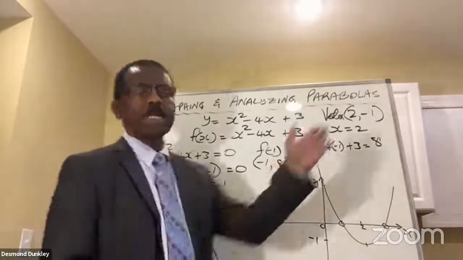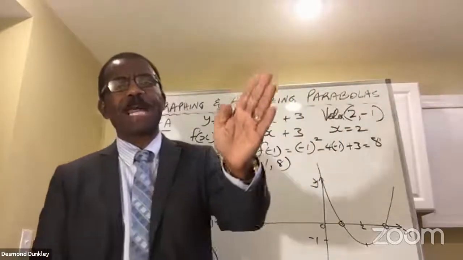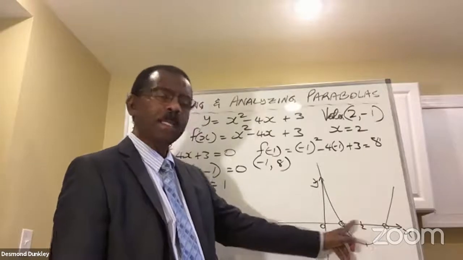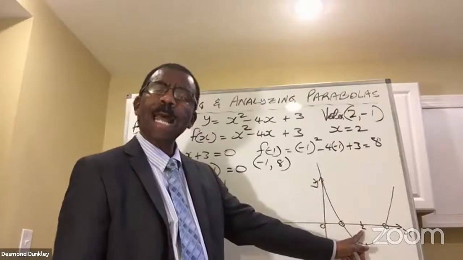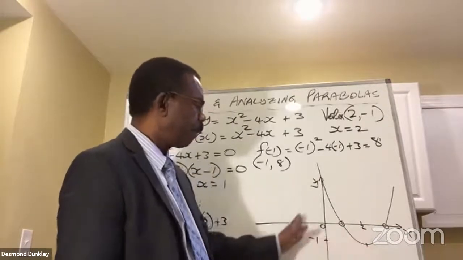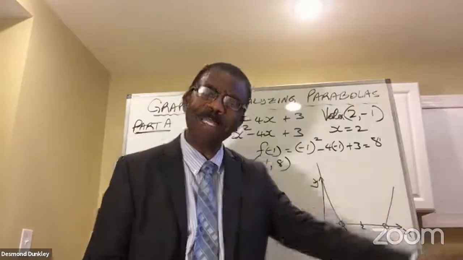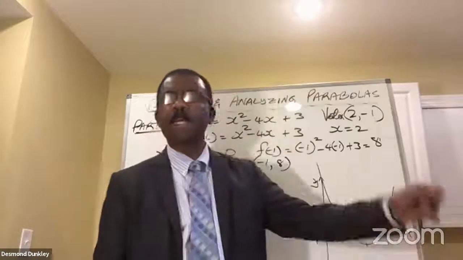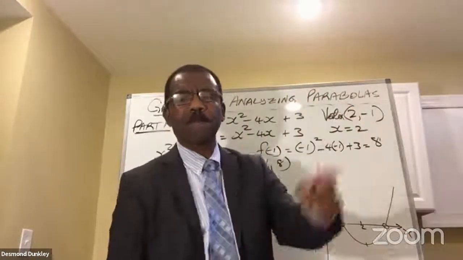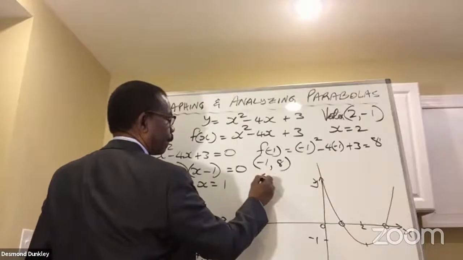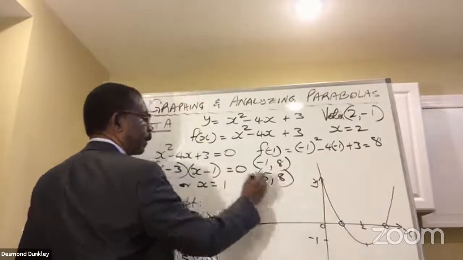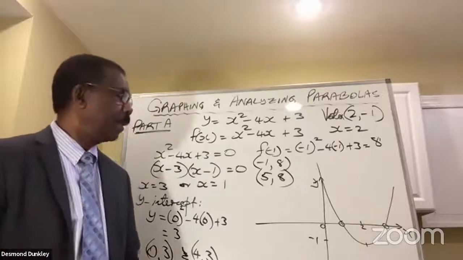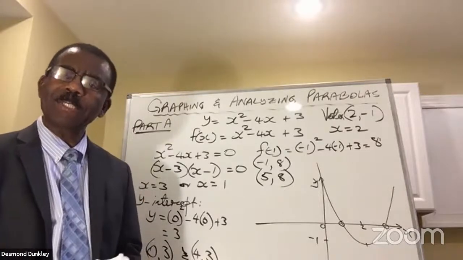And what is the corresponding point on the other side of the axis of symmetry? Well, -1 is 3 units from the axis of symmetry. So for the corresponding point, you have to go 3 units to the right. So 2 plus 3 gives me 5. So the other point is going to be 5, positive 8. So now we have 7 points. That's sufficient. And now we're in a position to sketch our graph.